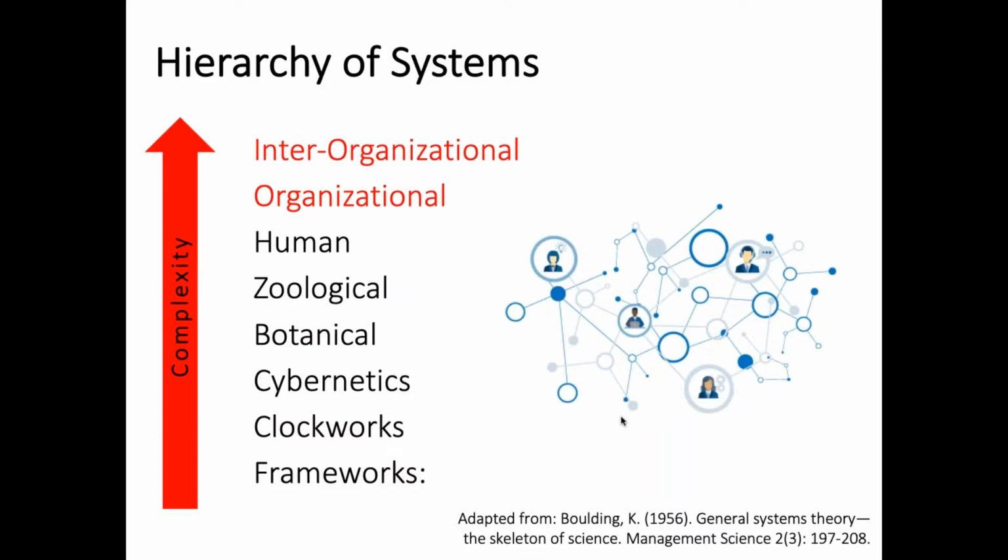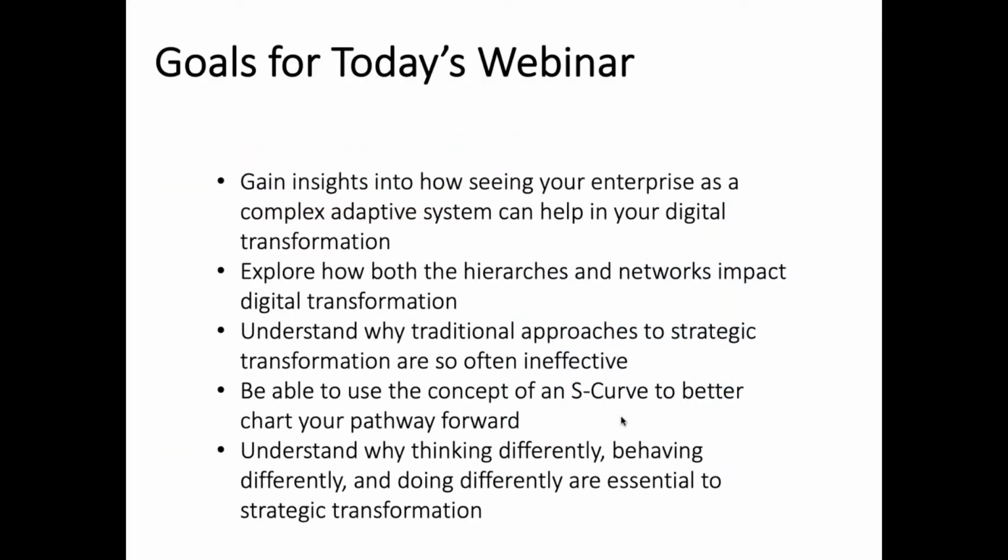So we're going to talk a little bit about digital transformation in that context, the digital transformation of our organizations, and try to give you some insights into why it is so much more difficult than it often seems like it should be. So we're going to touch on these things. We're going to talk about this idea of complex adaptive systems and how seeing our enterprises, our organizations, as these systems can help us in our digital transformation.